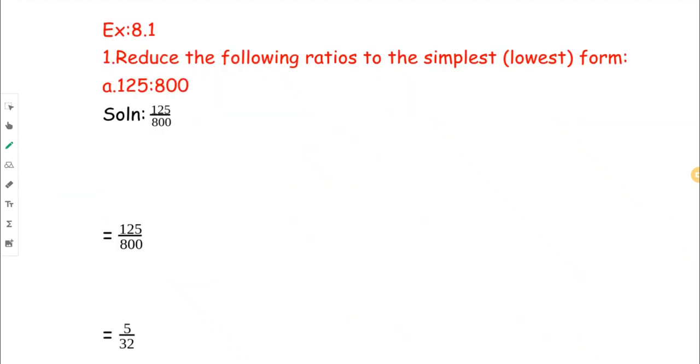Reduce the following ratios to the simplest or lowest form. That means here we have to divide till we reach a point where we cannot divide anymore. Clear? So the first is 125/800. I'm going to divide by 5: 5 2s are 10, 5 5s are 25, then 5 1s are 5, then 3 in hand, 5 6s are 30, then 0 again. Let's again divide by 5: 5 5s are 25, 5 3s are 15, then 1, 5 2s are 10. You'll see we can't go any further, which means the lowest or the simplest is 5/32, or 5:32.